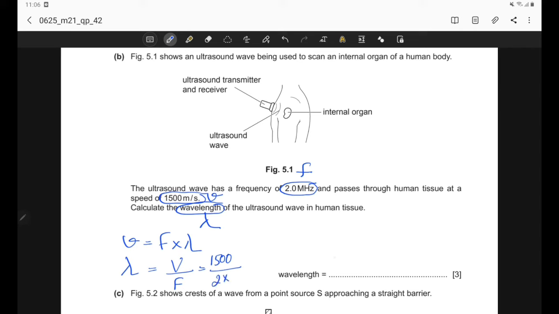2 times mega. When we convert into numbers, it is 10 to the power 6. So we can write 10 to the power 6 hertz. And the answer is 7.5 times 10 to the power minus 4. So we can write 7.5 times 10 to the power minus 4 meters. The unit of wavelength is meters.